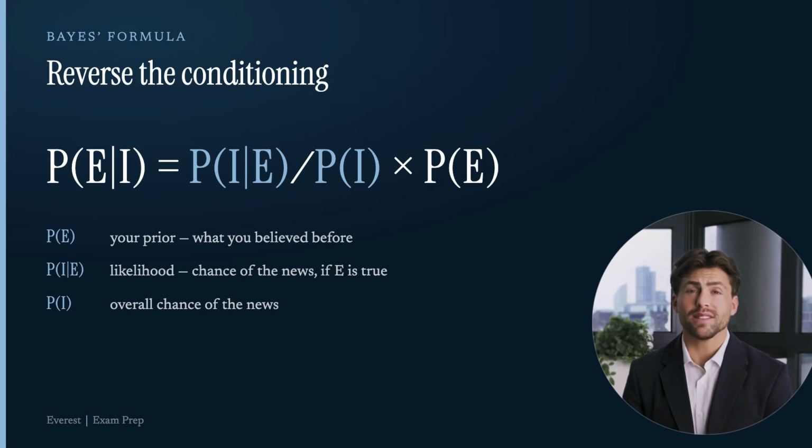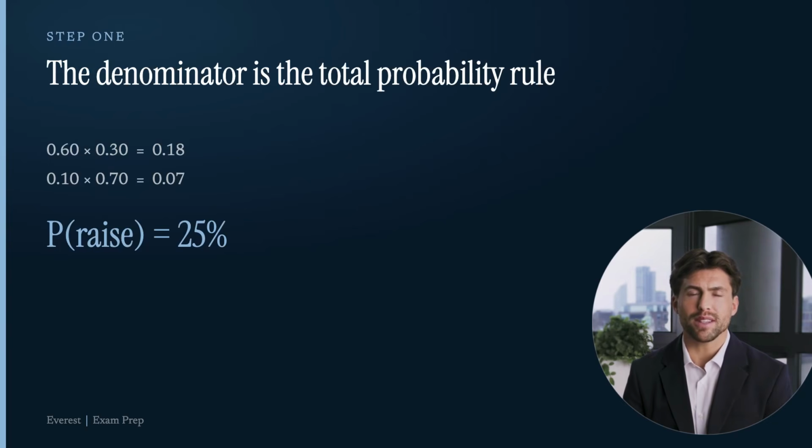Bayes' formula says the updated probability equals the probability of the information given the event divided by the overall probability of the information, all multiplied by your prior. Start with the denominator because it is the total probability rule you already know. The chance that any company raises guidance is 60% of the 30% that beat plus 10% of the 70% that do not. That is 18% plus 7%, which is 25%.